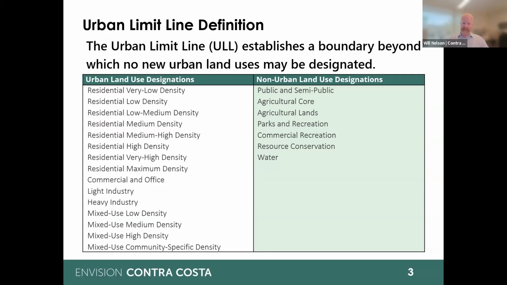Any of these designations may exist inside the line, but only the designations in the right column should be outside the line. So in other words, your residential uses, commerce, industry, mixed use, all of that is supposed to be inside the urban limit line. Public uses are obviously going to be on both sides of the line, but agriculture, parkland, our East Bay Regional Parkland, big conservation areas, etc., would normally be outside the line. They can be inside too, but most of the land outside the line is the column on the right.